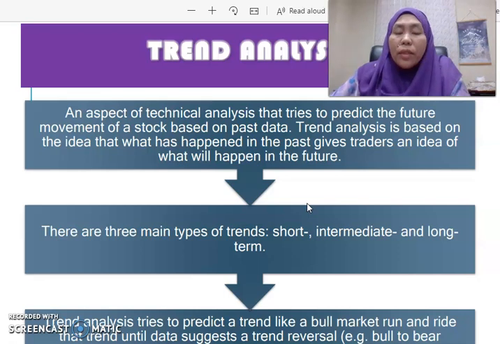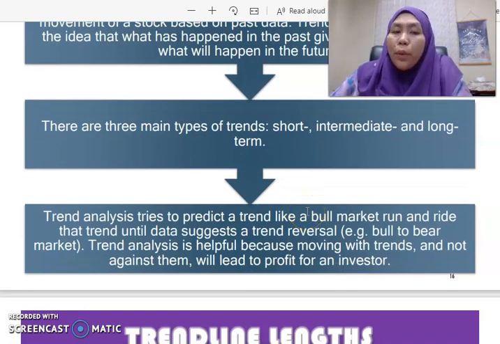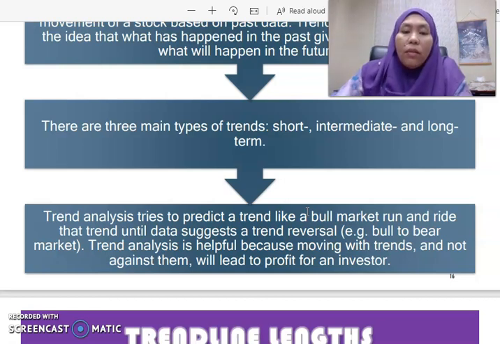Okay, there are three main types of trend, as explained by the Dow theory. So we have short-term, intermediate, and long-term trends. Okay, so by doing trend analysis, we try to predict or forecast a trend like a bull market or a bear market. Okay, trend analysis is very helpful because moving with the trend and not against it will lead to a profit for the investor.